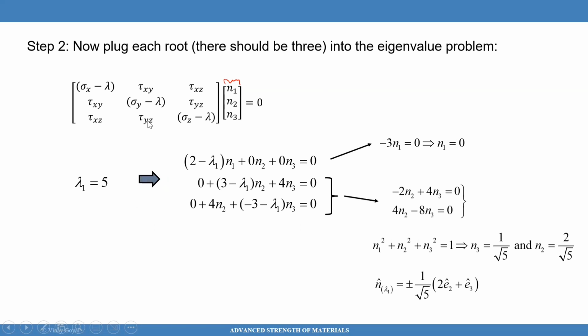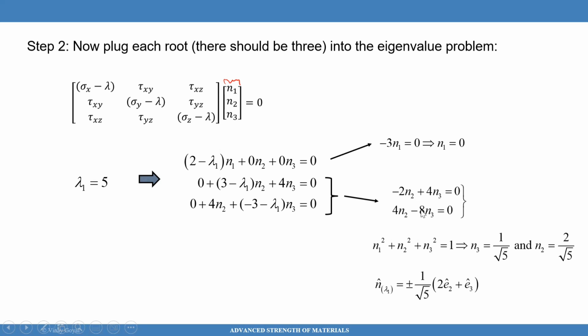Tau yz is 4, so that's that. And then tau and sigma zz is minus 3. Minus 3. And the lambda there is 5. So minus 3 minus 5 is minus 8. That's my second equation. Now all I have to do, I have n2 as a function of n3. I know n1 is 0, so you can set that to 0. I know n2 in terms of n3.